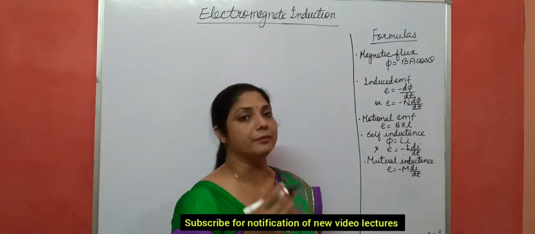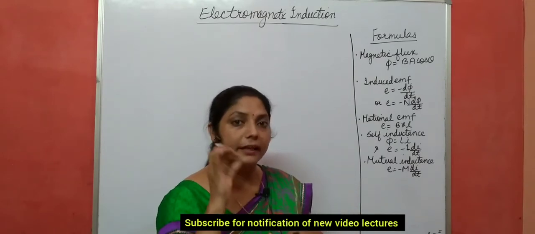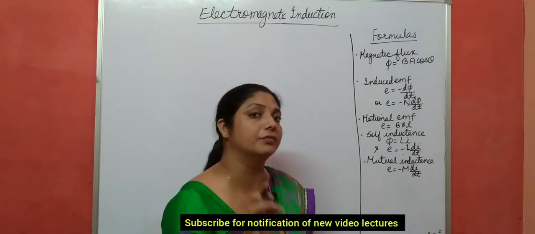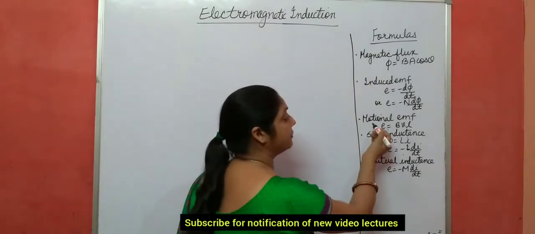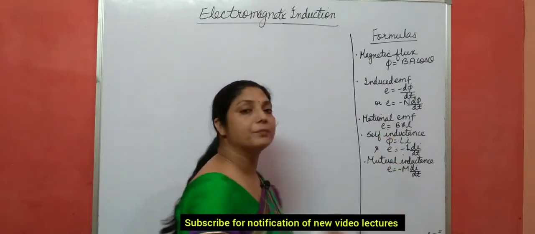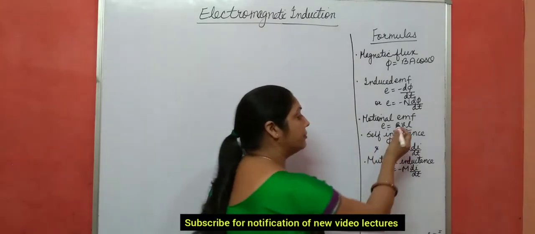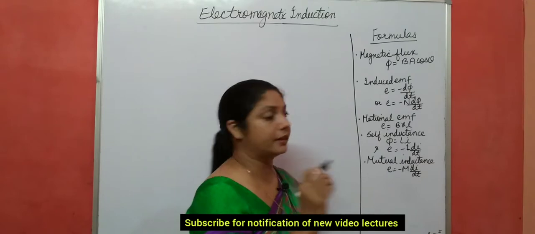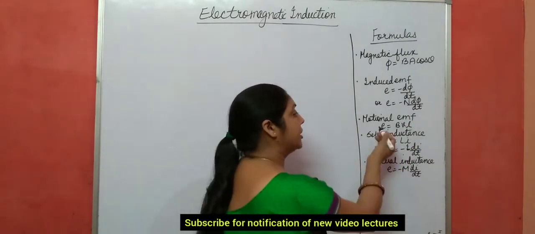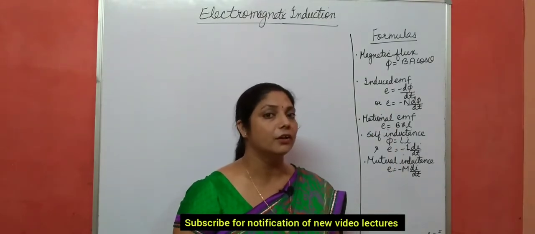Motional EMF is when a conductor is moving inside a constant magnetic field. In that case, induced EMF is developed across the ends of the conductor, and that EMF is called motional EMF, and its value is given by E equal to BVL, where B is the magnetic field, V is the velocity of the conductor, and L is the length of the conductor, and the direction of this induced EMF is given by Fleming's right hand rule.